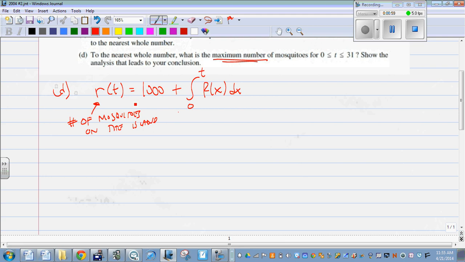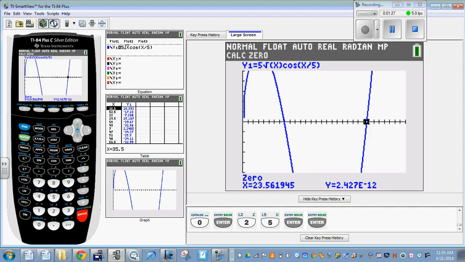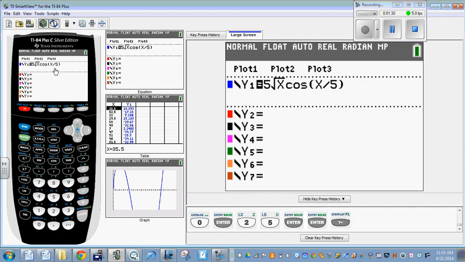To figure out the maximum, we're going to look at the derivative of little r of t. The derivative of 1,000 is just going to be 0. The derivative of this definite integral is just going to be capital R of t, because we're going from 0 to t. The derivative of the antiderivative cancels out, and we just get capital R of t. So we need to figure out when capital R of t is equal to 0. That's the function we were given, and we should have that in our calculator for our y equals.